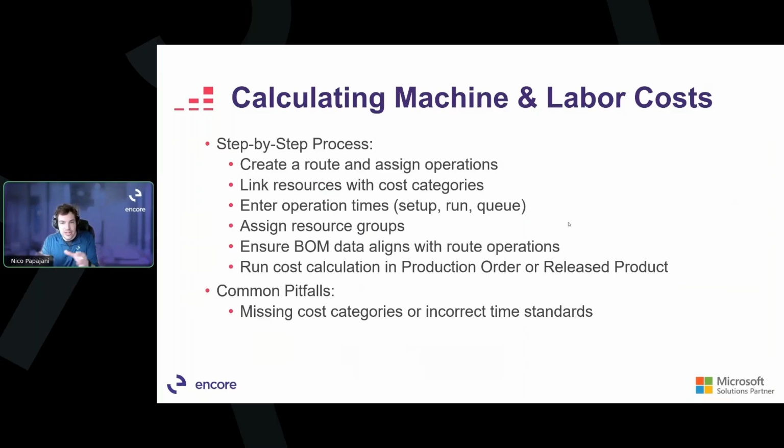Then, once that's set and you have a route with a costing backbone set up, ensure that you have BOM data on the released product that aligns with route operations. And what I mean by that is, let's say we take the simple route that we saw earlier, where it's operation 10, 20, 30, 40. If you have a BOM, you can say, I want to consume these raw materials from the BOM on operation 10, I want to consume these other materials on operation 30, and so on and so on.